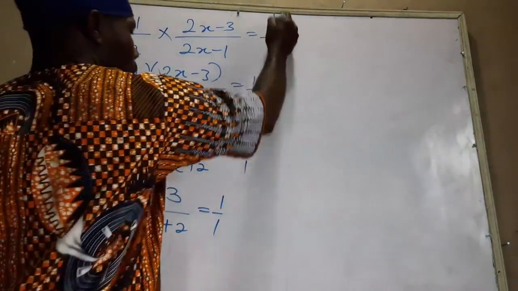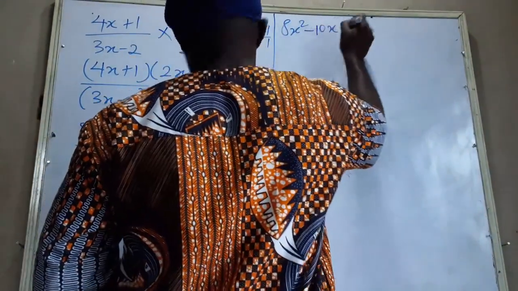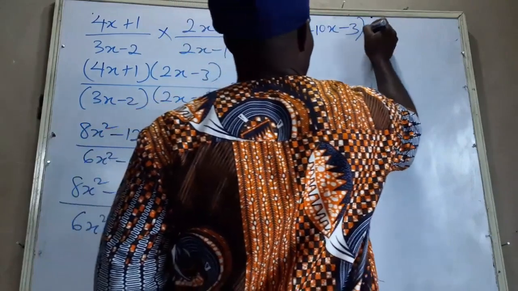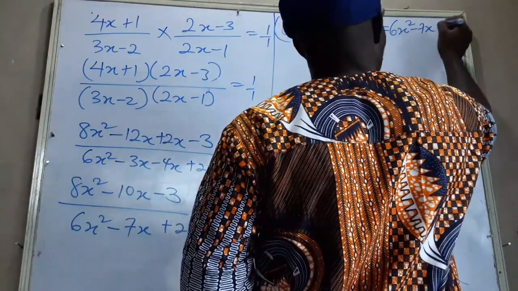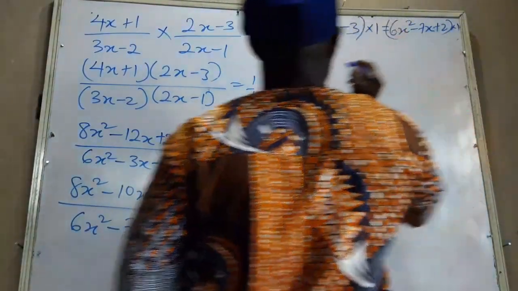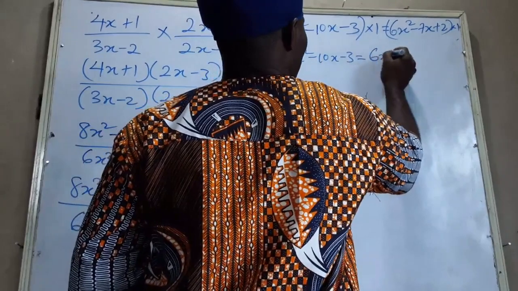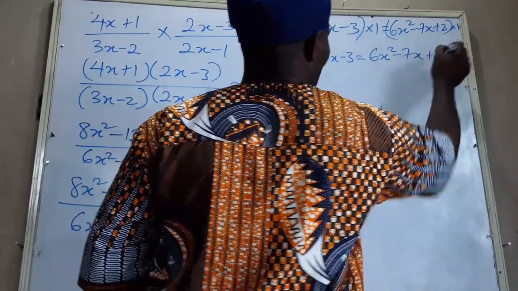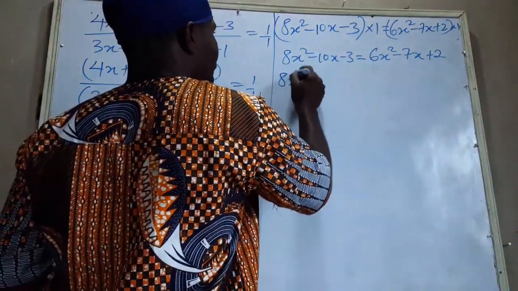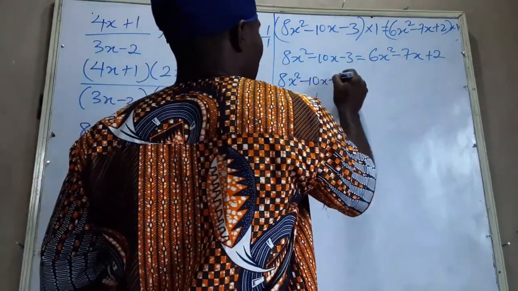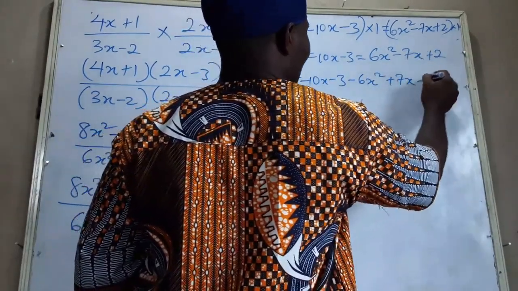So let's cross multiply to have 8x squared minus 10x minus 3 times 1 is equal to 6x squared minus 7x plus 2 times 1. We have 8x squared minus 10x minus 3 is equal to 6x squared minus 7x plus 2. So let's try to change this inside. We have 8x squared minus 10x minus 3 minus 6x squared plus 7x minus 2 is equal to 0.